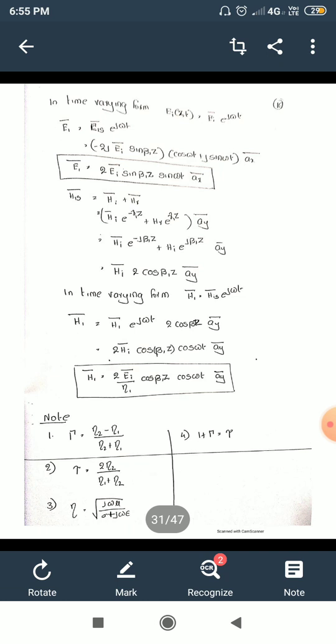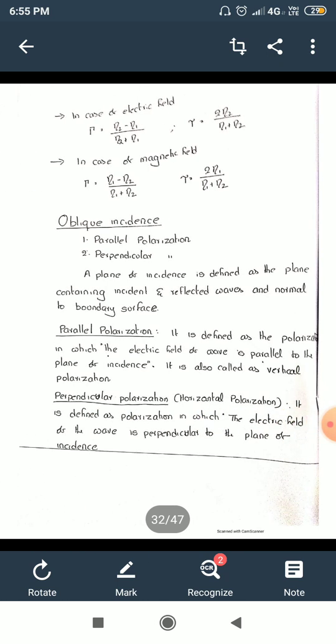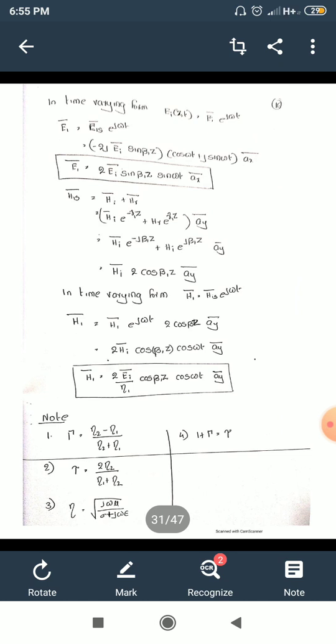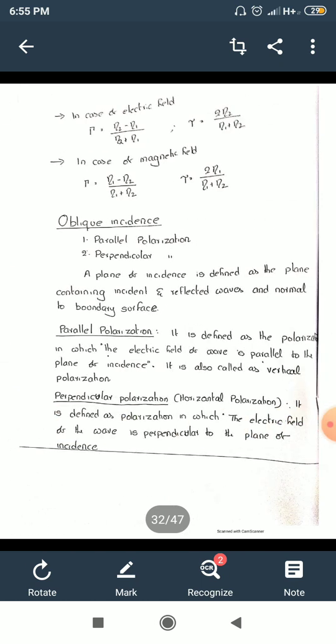These are the two equations which we got for normal incidence when we have a dielectric and a conducting medium. So this is the note of whatever equations we have covered. Keep these equations. Next we have to go for the next topic.